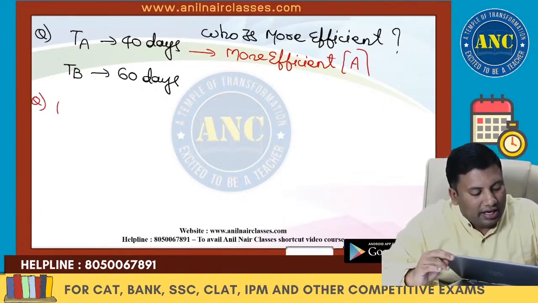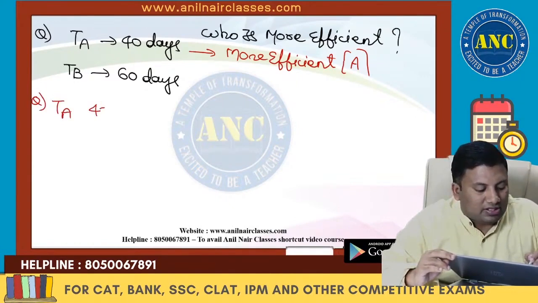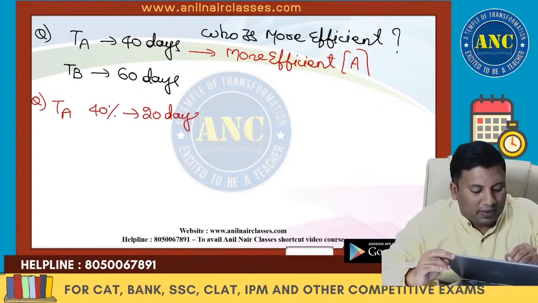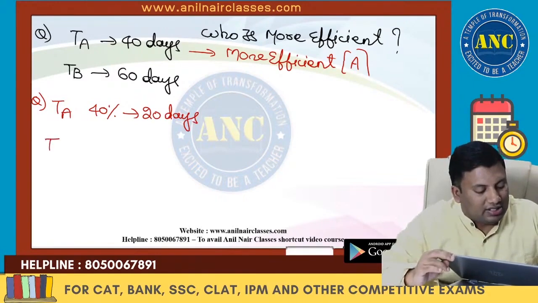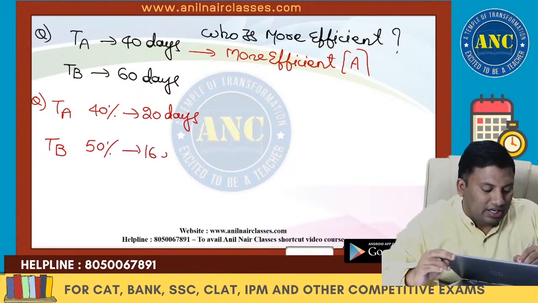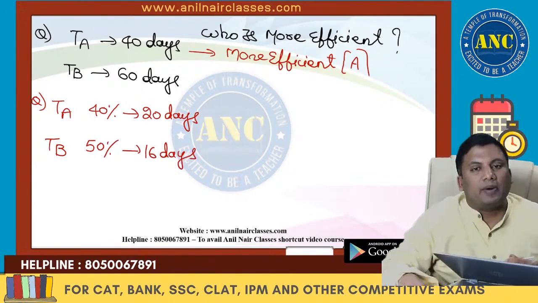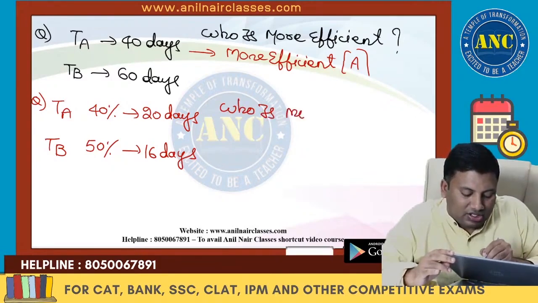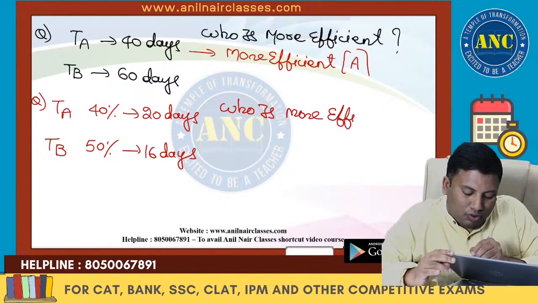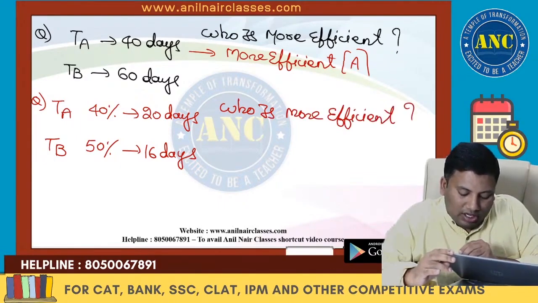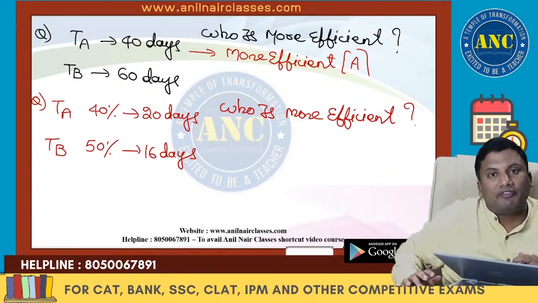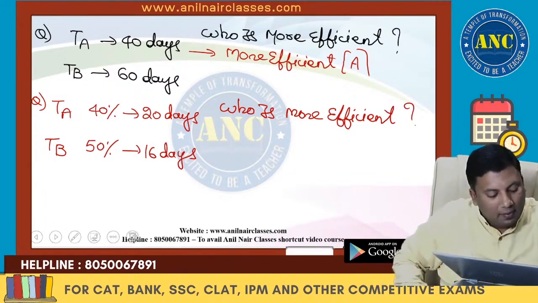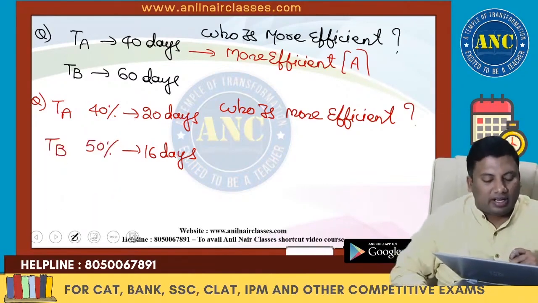Second question. A can do 40% of the work in 20 days. B can do 50% of the work in 16 days. Each and every fundamental is extremely important, sir. Who is more efficient? A is doing 40% work in 20 days. B is doing 50% work in 16 days.